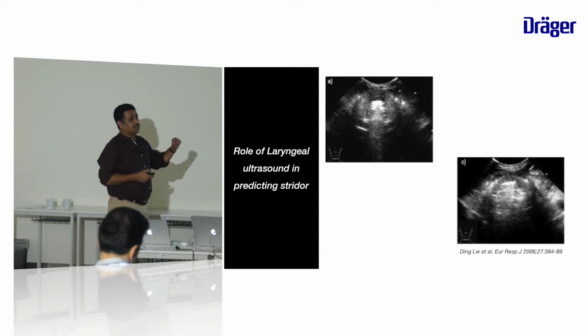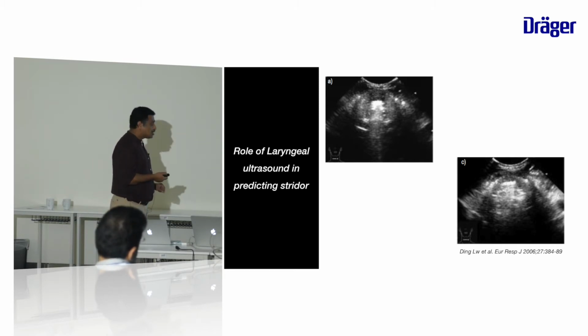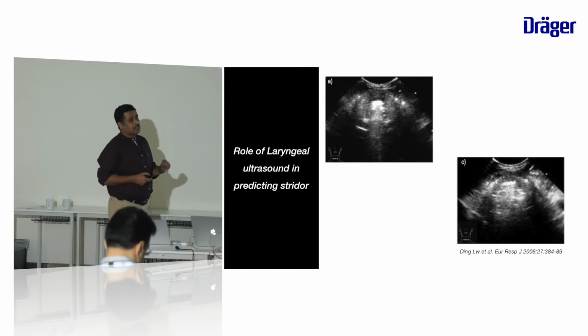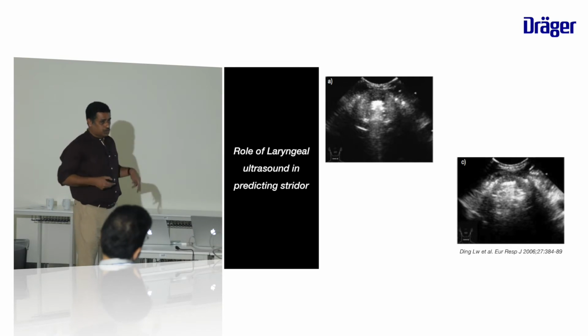This should be done with the cuff deflated. Keep the patient on positive pressure ventilation for some time, and after that, you do this test. If you find that this air column is there, this is the false and true vocal cord. And if there is an air column, that means the patient has some space around the tube.